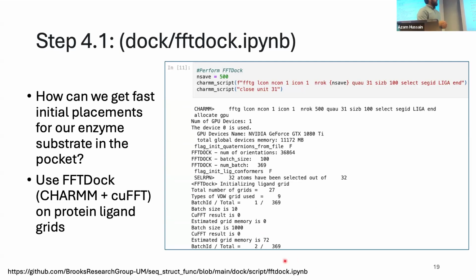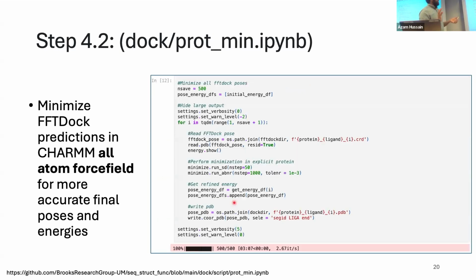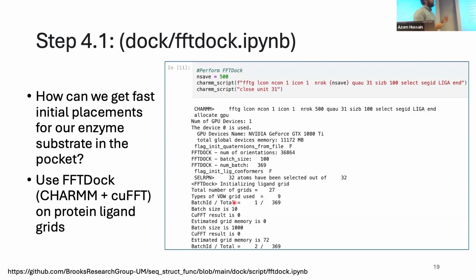So the point of this script is just to pick a random conformer, do fast rigid receptor docking, and generate some initial placements for downstream minimization in the next script, where we minimize in the force field so we can get rescored poses. You can run that if you're interested. Also, the FFTDock example requires a GPU, so you can see here the number of GPU devices. I'm using a 1080, so it doesn't require a lot of resources, because the 1080 is pretty old.